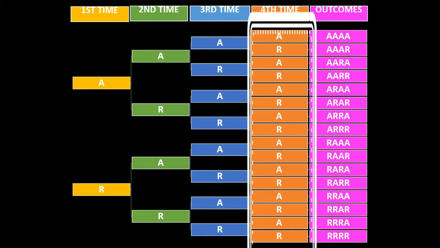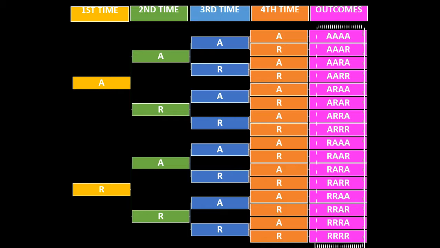Now, if you have noticed, the number of outcomes doubled as the ordinal number of times increased. Therefore, we can apply this solution, 2 raised to the 4th power, wherein the base 2 is the number of choices and the exponent 4 is the number of times. So 2 times 2 times 2 times 2 is equal to 16 possible outcomes, the same number of outcomes we got in the 4th time part.